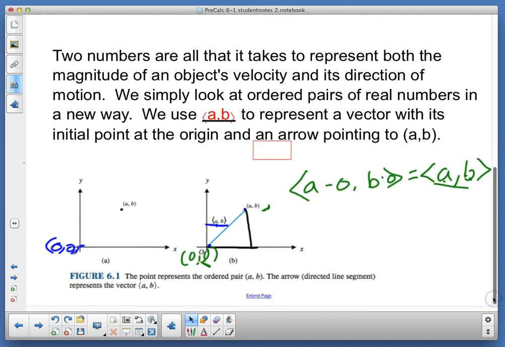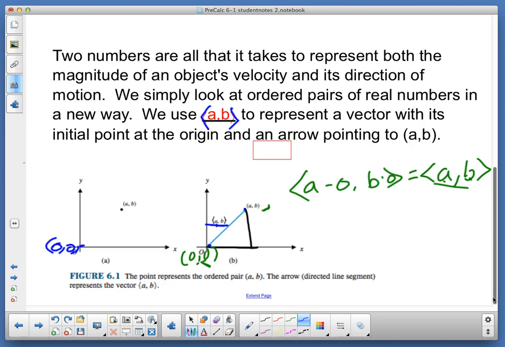So two numbers are all it takes to represent both the magnitude of an object's velocity and its direction of motion. We simply look at ordered pairs of real numbers in a new way when we're looking at vectors. Please notice I'm not using a parenthesis. I'm using that funky bracket, and we might use it a little differently here. So keep in mind we've got the brackets going on instead of parentheses, and in your notation, make sure you pay attention to that.